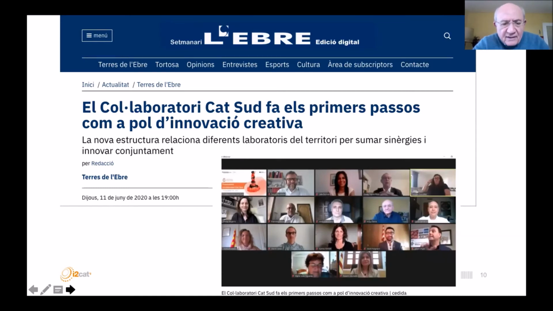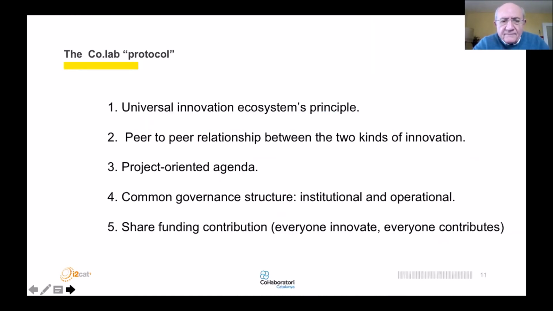And we established a kind of tacit collab protocol. There are mainly five points. First, the idea of universal innovation ecosystems. We want to empower every citizen to innovate.